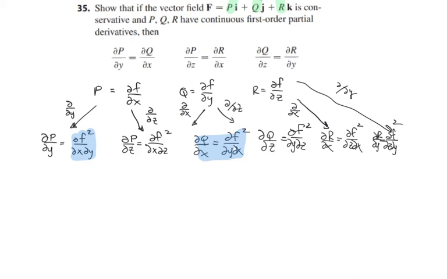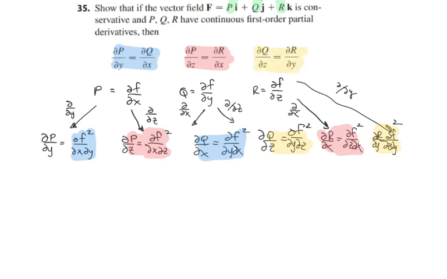Qx then has to equal Py. That's this fact here. Our other mixed partials, we have xz and zx. So those have to be equal, which means partial of P with respect to z equals R with respect to x. That's that fact there. Which leaves us with partial yz equals partial zy. So Qz equals Ry. That's this fact here.